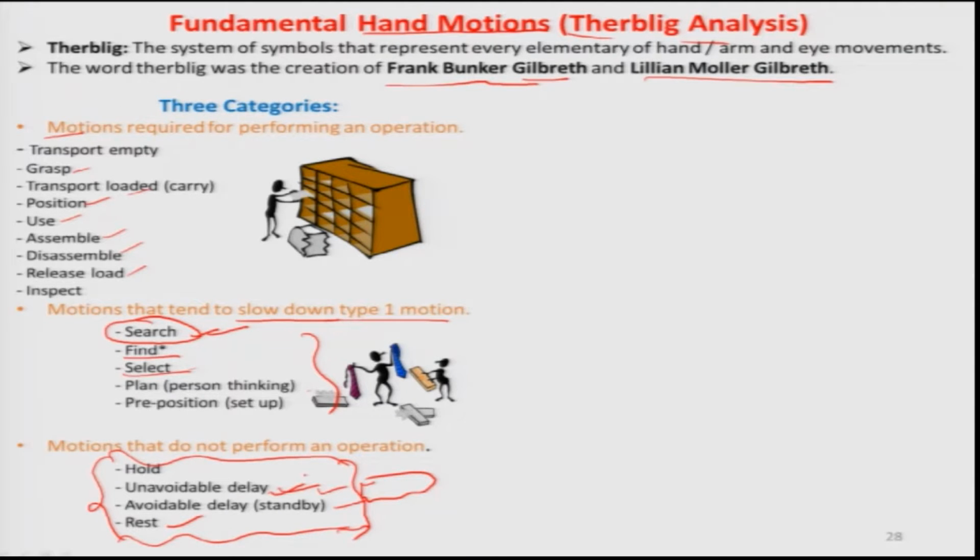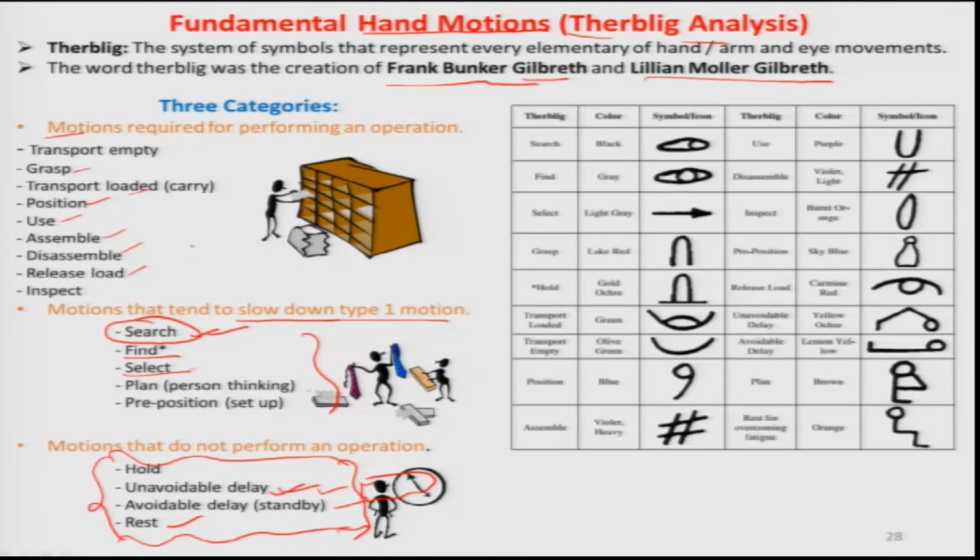Okay. So each operation has some specific symbol that is called Therbligs. Here you can see a Therblig, if you are searching for something, there is a color coding with that, so that a worker can understand that here you will have to make a search. So there is a symbol for the search operation. Again, find: its color is gray, and there is a unique symbol for find. Select, grasp, hold, transport loaded, transport empty, position, blue color.